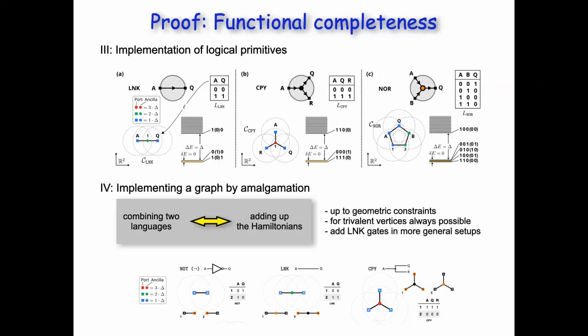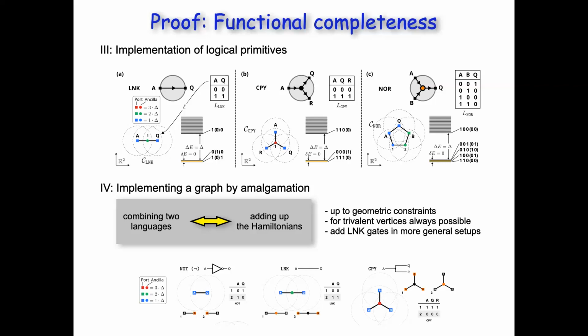And this we can always achieve by adding an ancilla in between. So we can link with arbitrary distances information flow from one side to the next. Then the copy language I've already presented you. And for functional completeness, there's also the NOR language, which has exactly the Boolean table of the NOR.